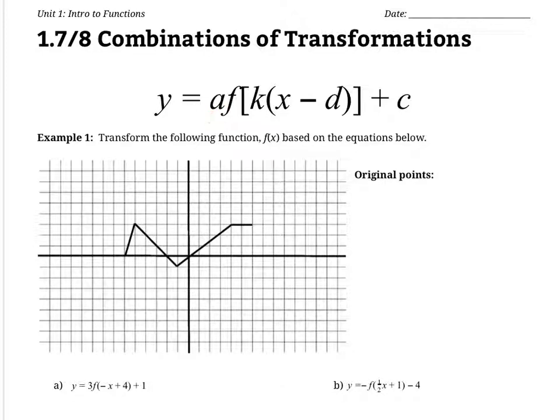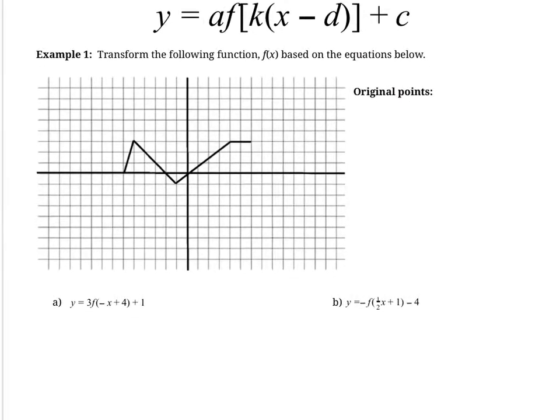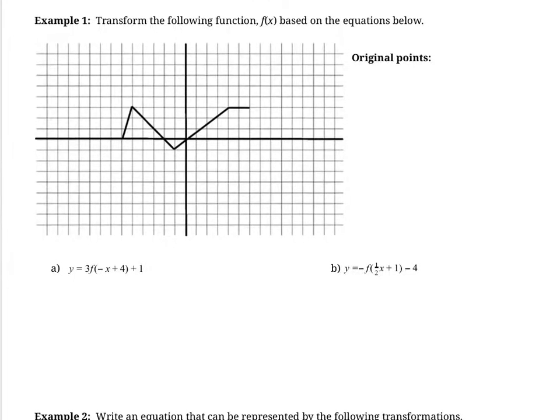So that's a reflection in the x-axis. Our value for k affects the horizontal stretch and compression, so our x values, as well as reflection in the y-axis. Our d is a horizontal shift, either left or right, and our c is going to create a vertical shift, either up or down.